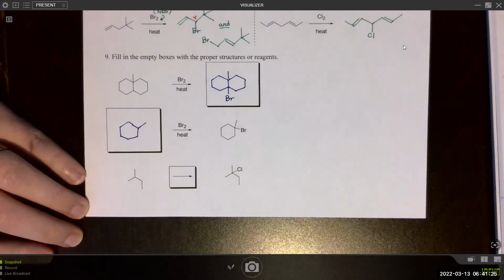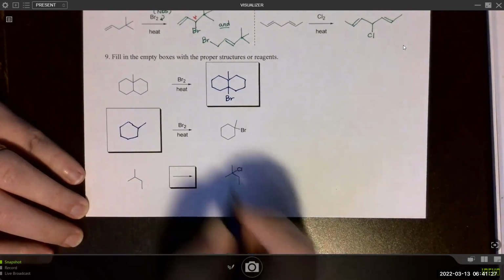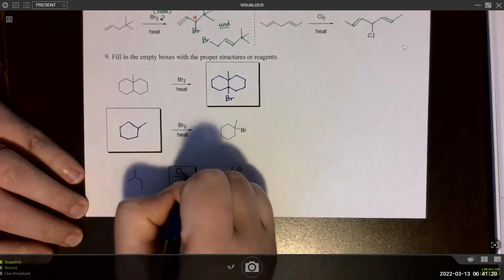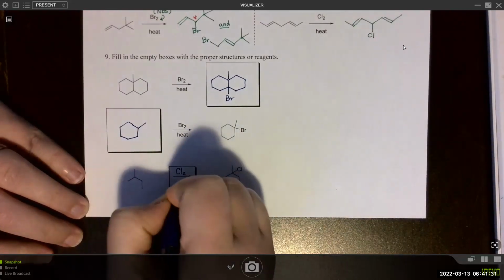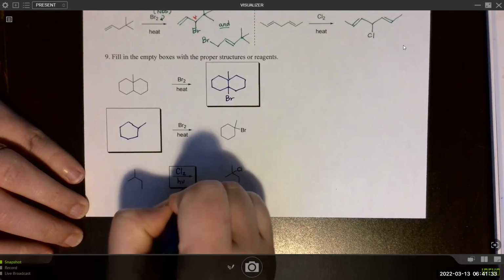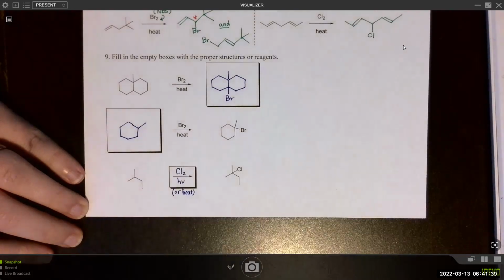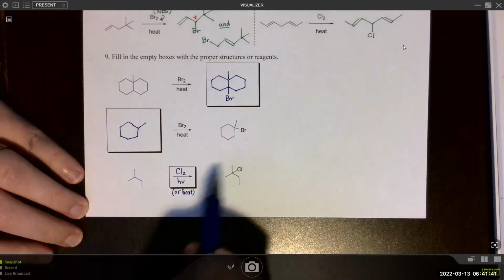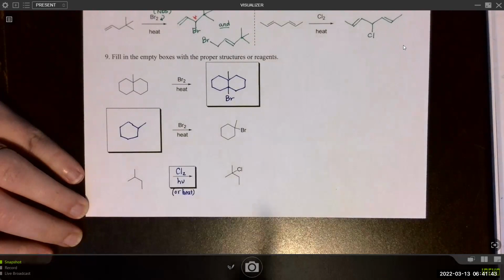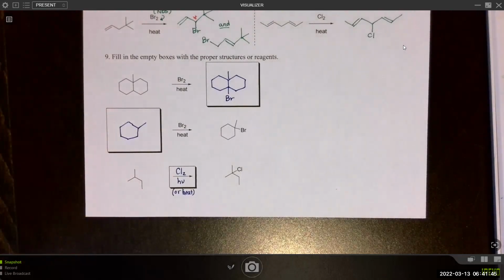And then here we have the addition of chlorine. So we should write Cl2 and either light or heat. And again, chlorine, even though it's not as selective, it should still mostly go in the most substituted position.